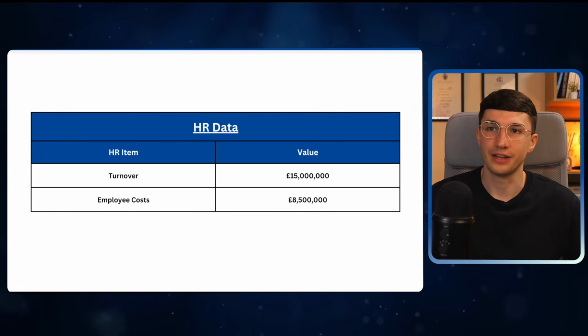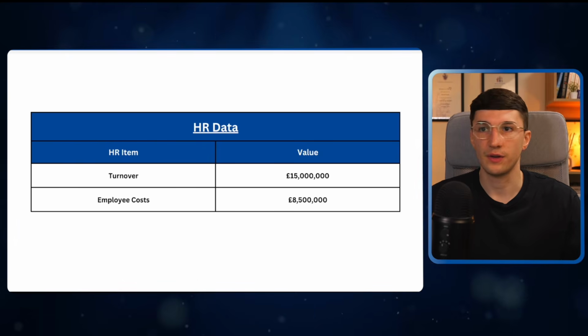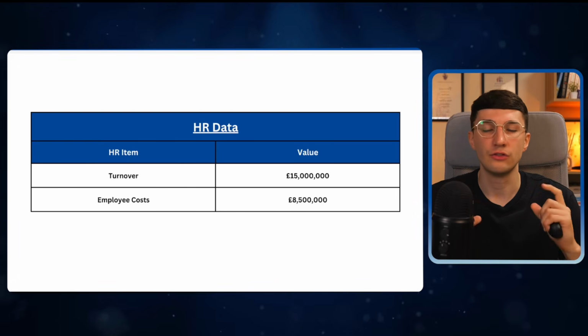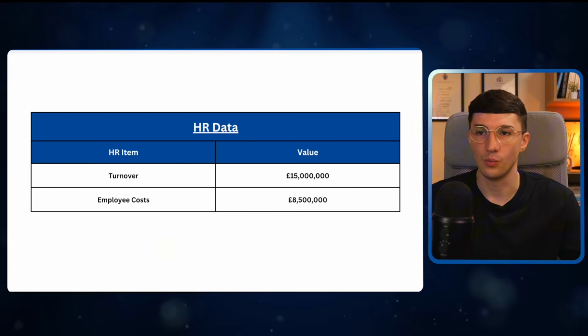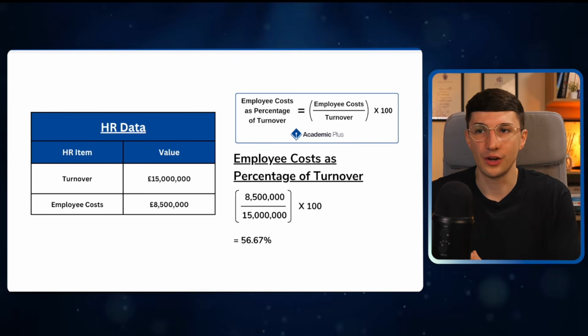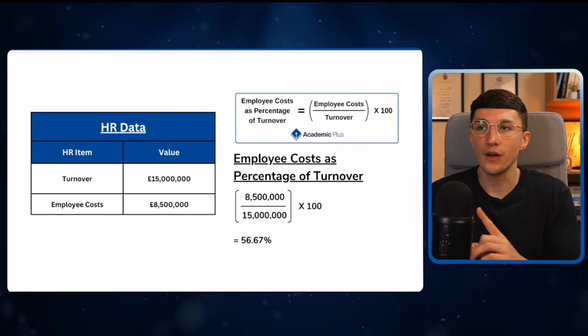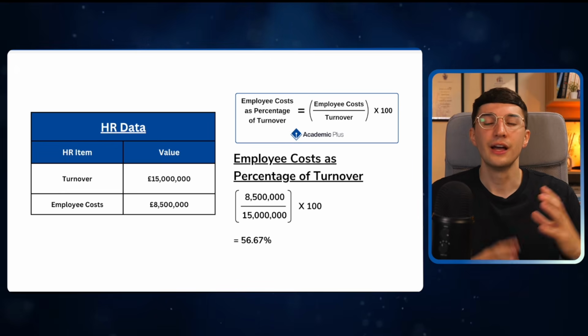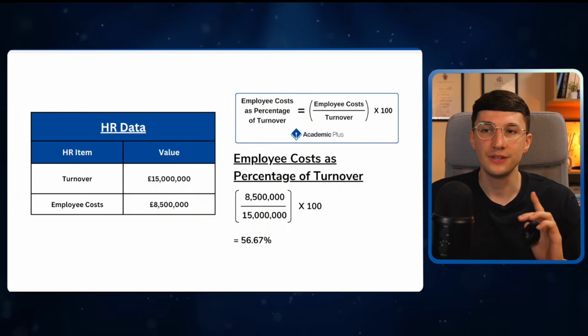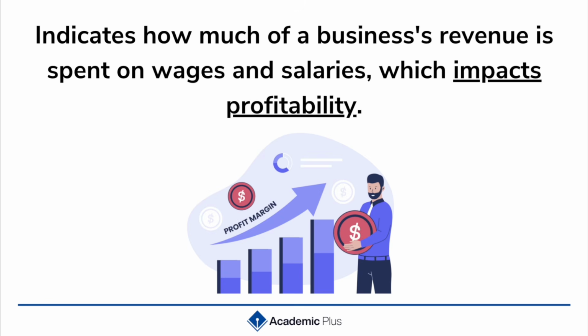Let's say I've just got this HR data. The business's turnover over this specific period of time is £15 million, and we've paid £8.5 million in terms of employee costs, so salaries and wages and whatnot. To get the employee costs as a percentage of turnover, first of all, get the employee cost, £8.5 million, divide that by the turnover, £15 million, times all of that by 100, and we get employee costs as a percentage of turnover of 56.67%. The employee cost as a percentage of turnover indicates how much of a business's revenue is spent on wages, spent on salaries, which can impact profitability.